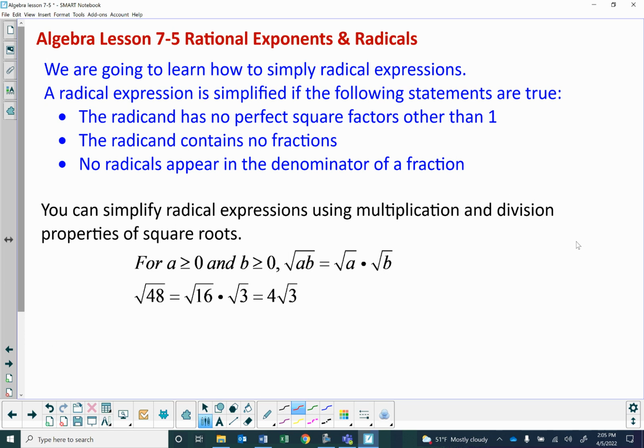So you can simplify radical expressions using multiplication and division properties of square roots. When a is greater than or equal to 0 and b is greater than or equal to 0, the square root of a times b is the same thing as the square root of a times the square root of b. So the square root of 48 is the same as the square root of 16 times the square root of 3. Well, the square root of 16 is 4, and for the square root of 3 there is no perfect square, so it's just 4 times the square root of 3.